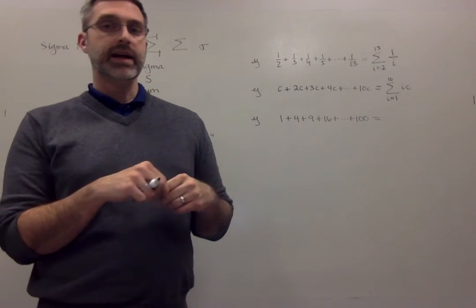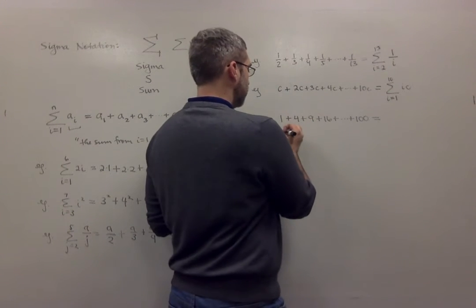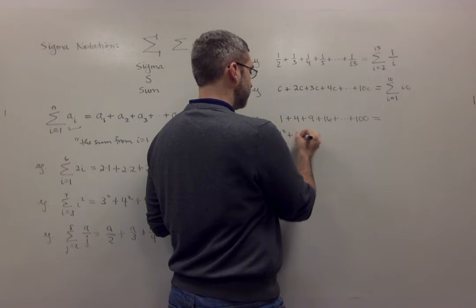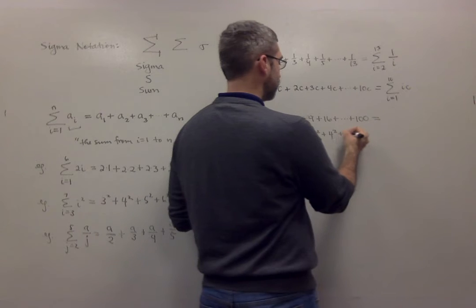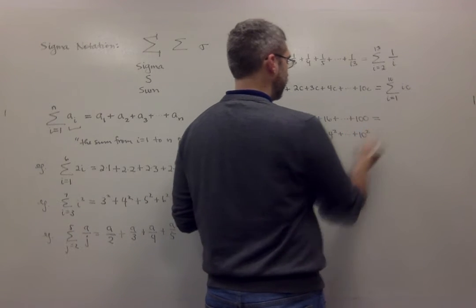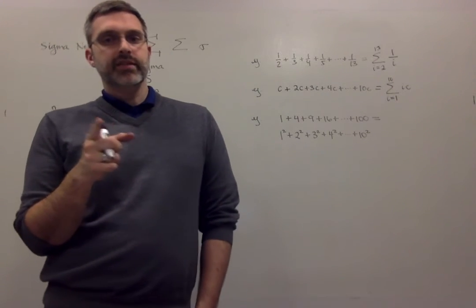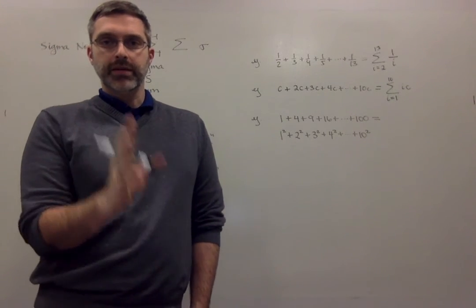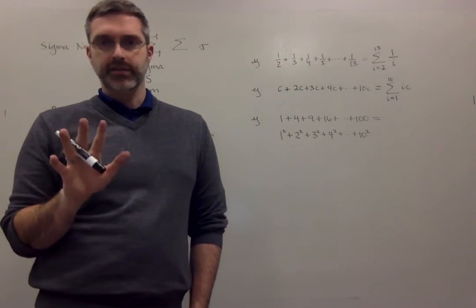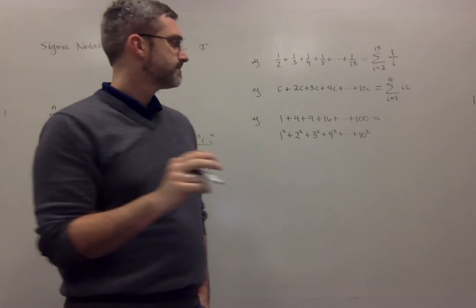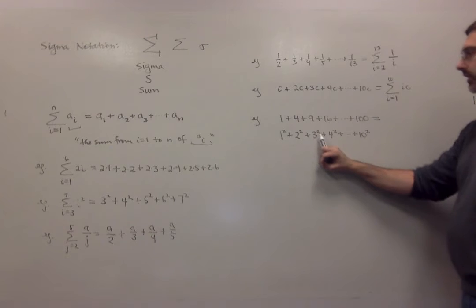So you might notice that every single one of these is a square. 1 squared, 2 squared, 3 squared, 4 squared, all the way up to 10 squared. The thing I need to caution you about is that sigma notation only works if everything is going up by 1. If they're skipping or there's some random pattern, it doesn't work. So you have to get it in a form where there's clearly one thing going up by 1 each time.